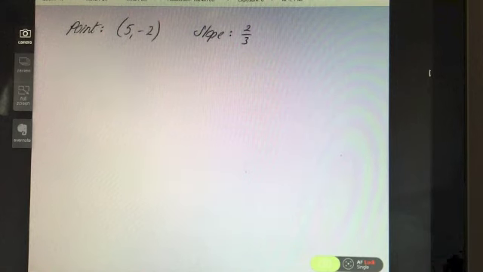Find the equation of the line who has a point 5, minus 2 on it, and the slope of the line is 2/3. Pause the video, see how you get on with this.